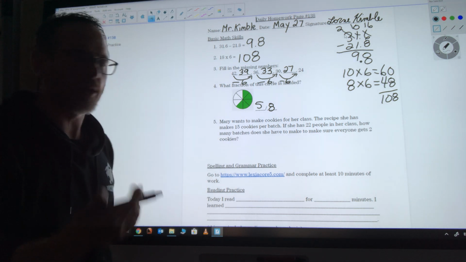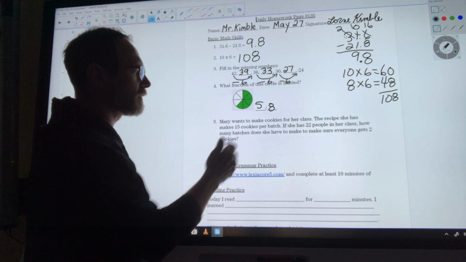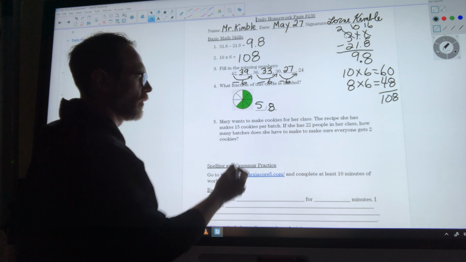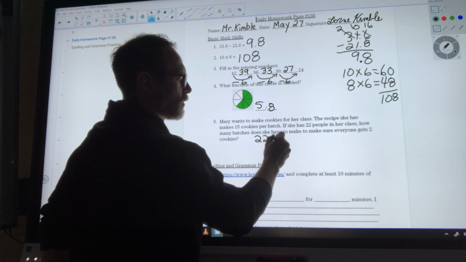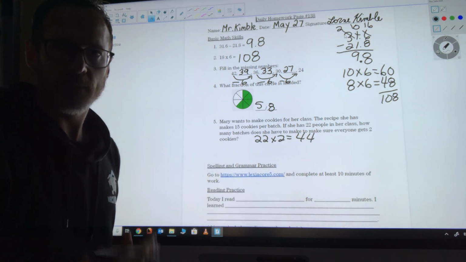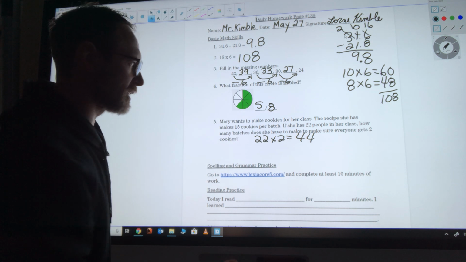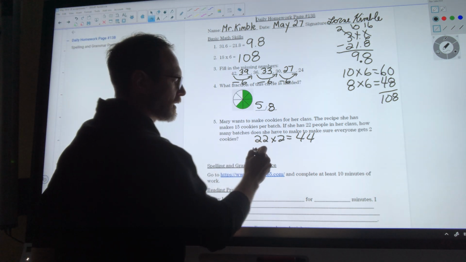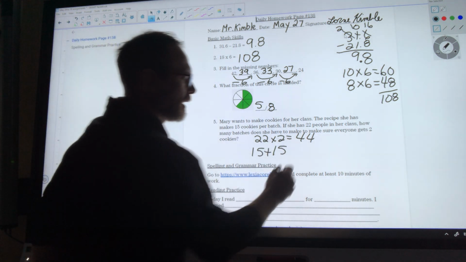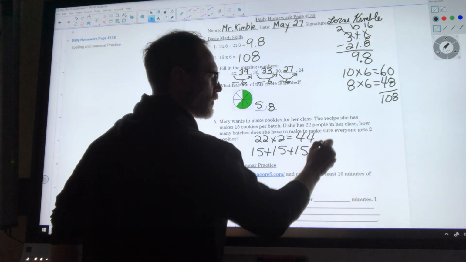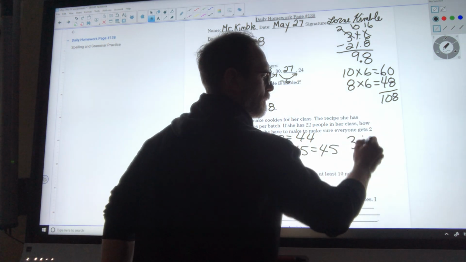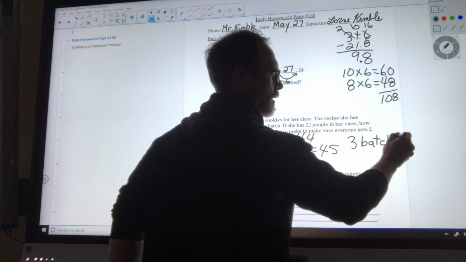First of all, you need to know how many cookies you need. So she wants each of the kids in the class to have 2 cookies, and she has 22 people in the class. So that means that she would need to have 22 times 2, or 44 cookies when it came down to it. Now, how many batches does she have to make? Well, 1 batch is 15, right? 2 batches is 15 plus 15, which is 30, and 3 batches is 45. So she's going to have to make 3 batches of cookies.